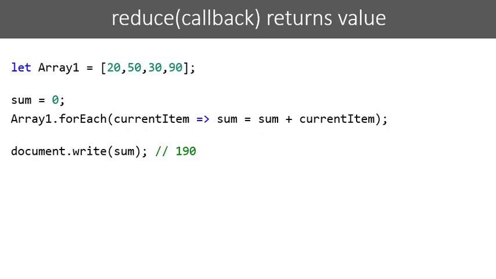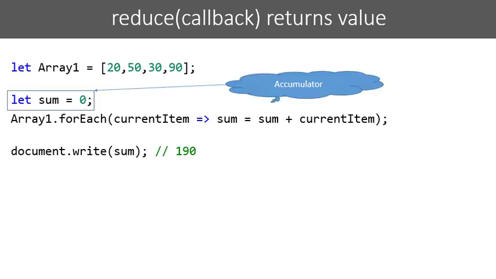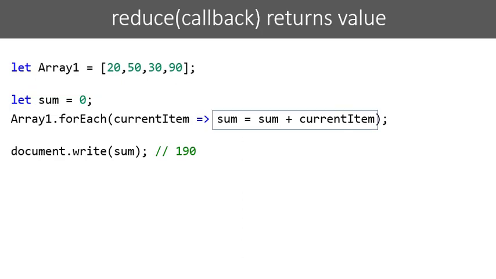Sometimes we have to iterate over the array to calculate summarized or aggregate values. For this purpose, we need to declare and initialize a variable to accumulate data. This variable is called an accumulator variable. And then we iterate over the array, calculate some value based on the current item, and add it to the accumulator variable. Here, I am just adding the current item to the sum variable.